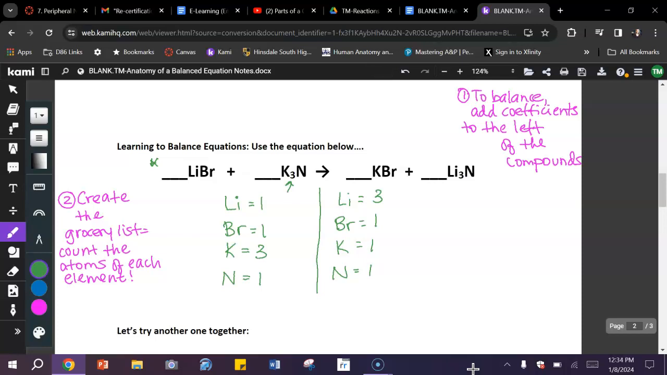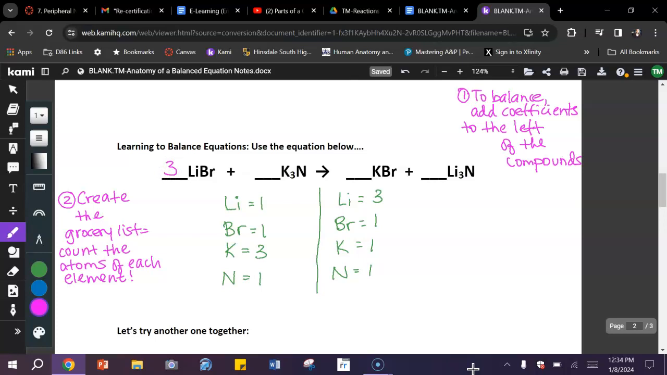Now the thing is that when you're balancing equations, there's nothing I can do to remove lithiums from the product side. I can't just make this 3 a 2 or a 1. Instead, I need to add a coefficient to the beginning of the compound that contains lithium. So if I want 3 lithiums on my reactant side to match the 3 lithiums on my product side, I need to put a 3 coefficient in front of lithium bromide.